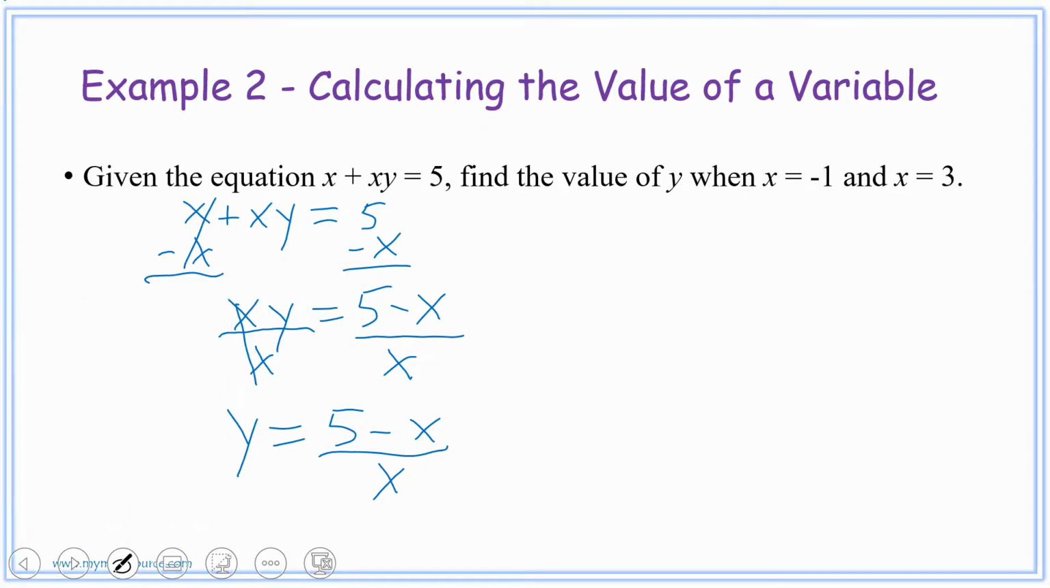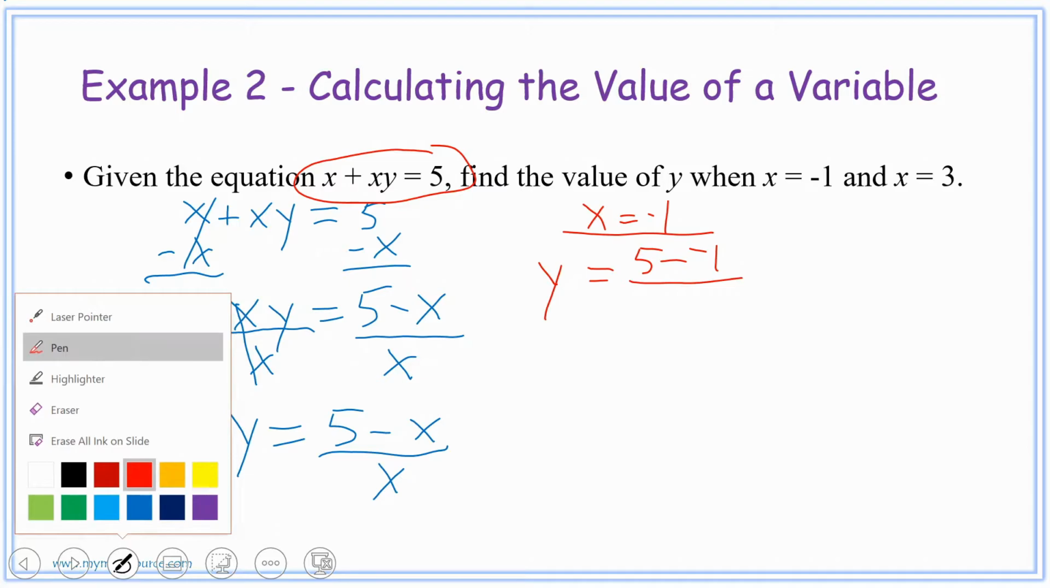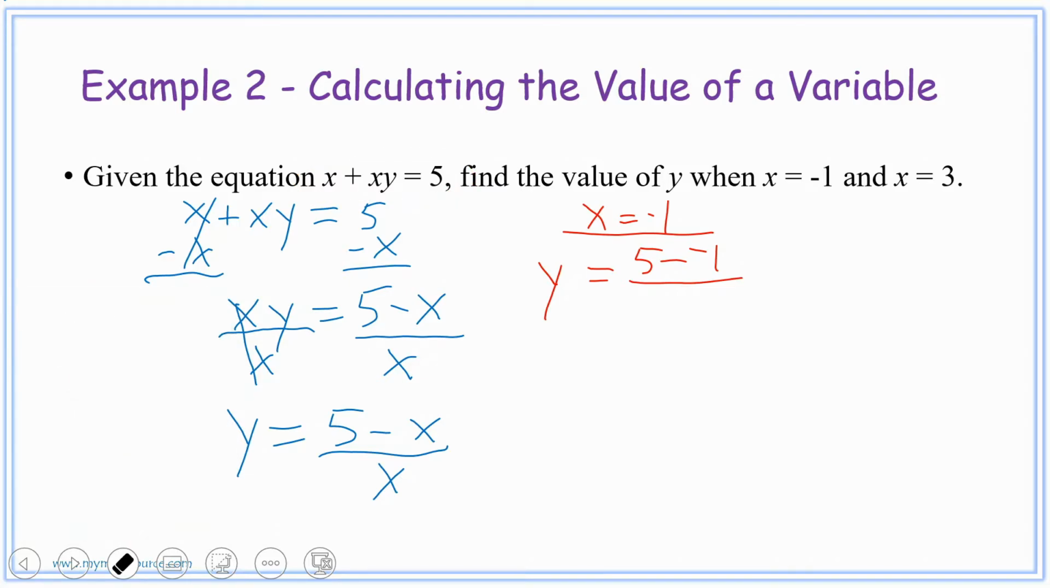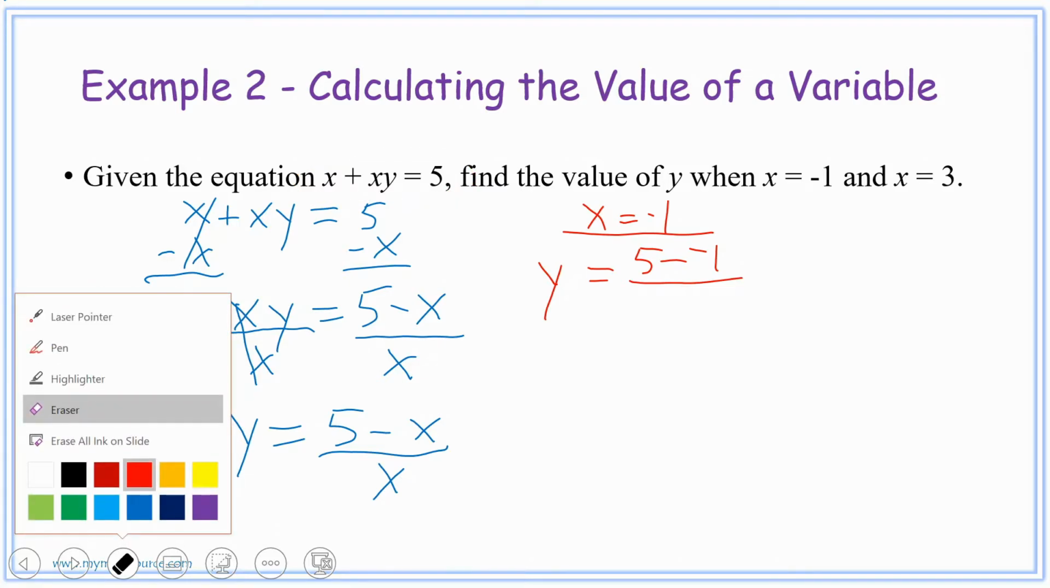So we're going to do two different ones. I'll change the color so that they stand out. First, we're going to do it when x equals -1. So we're going to substitute that in there to see what y is. y is equal to 5 subtract -1. And you could have just put it straight into the original equation, but that takes a lot of work. So once we already have it set up this way, we can go ahead and just solve for this equation.